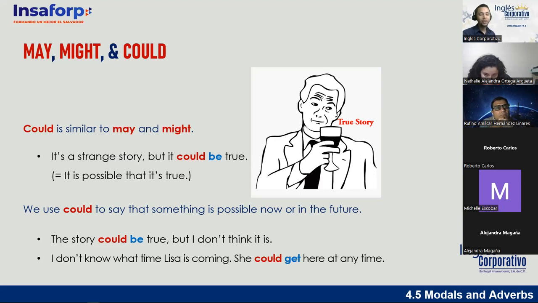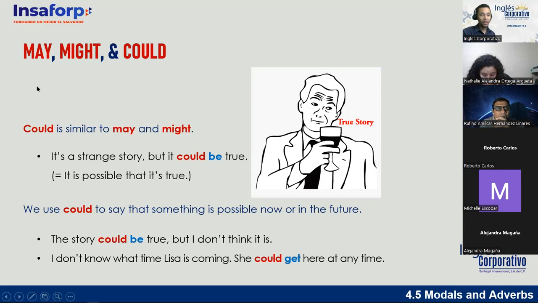Thank you, Michelle. So first example, the story could be true. That means maybe it is true, but I don't think it is. And the second one, I don't know what time Lisa's coming. She could get here at any time. Podría llegar acá en cualquier momento. It's possible. Maybe next minute, maybe in 1 hour. I don't know. We're talking about what is possible only.